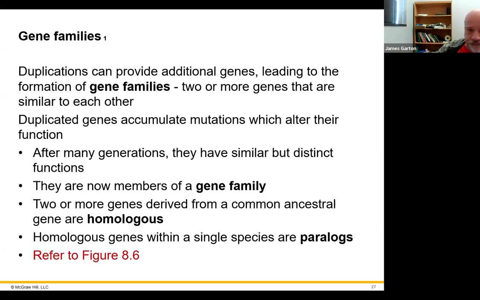And like I said, duplications might result in the evolutionary formation of gene families. And this allows individual genes in that gene family to accumulate mutations. But since you have a backup copy, these mutations are not always going to knock out that gene. And so, after successive generations, you might result in a gene family where you have multiple genes that have similar but slightly different function.